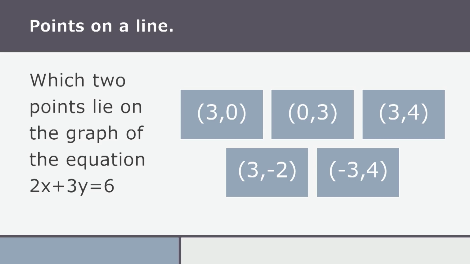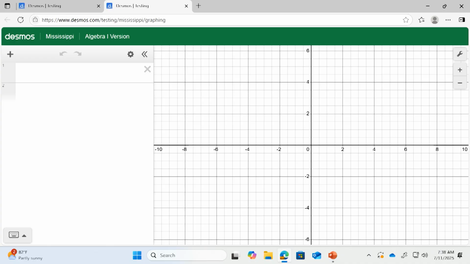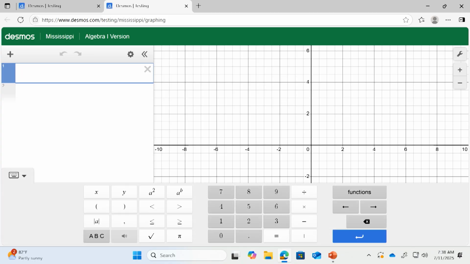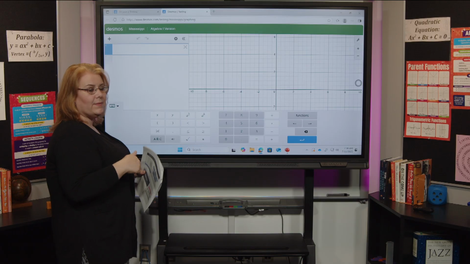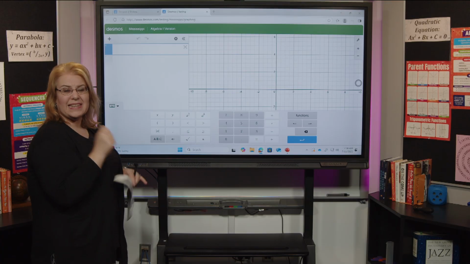Points on the line. Which 2 points lie on the graph of the equation 2x plus 3y equals 6? Again, this is a Desmos skill. So let's go ahead and pull up Desmos. I'm going to plug in this equation and see what my points are that lie on it. Now, I do not have to put this in y equals mx plus b form because Desmos will take it in standard form. So let's go ahead and plug that in and see what it looks like.